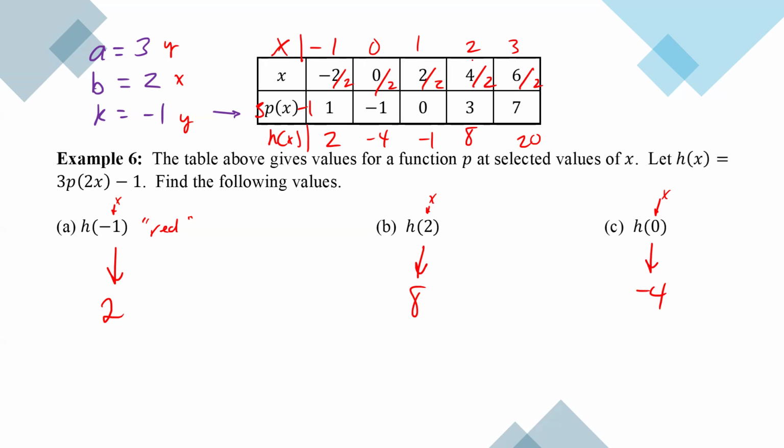So we made our table, right? And so we're looking at the red values from the table. It's saying that when your red number is negative 1, what do you get? 2. When your red number is 2, what do you get? When your red number is 3, what do you get?